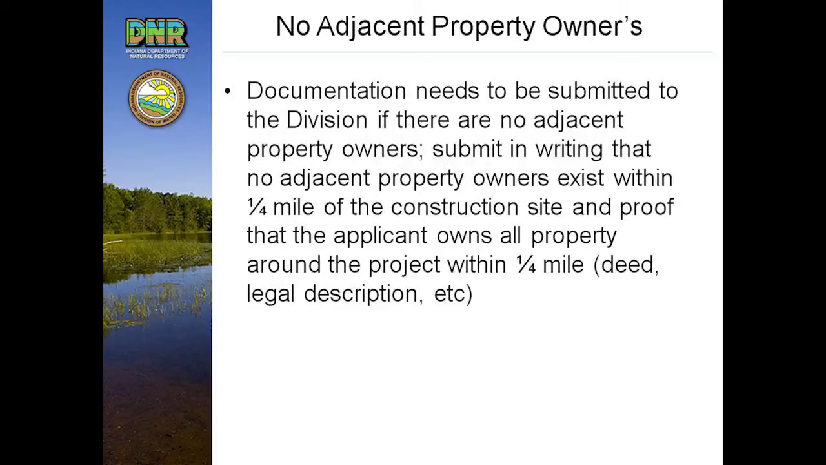If there are no adjacent property owners to provide public notice to, State Form 52086, the adjacent property owners form, will need to be submitted to the department indicating that there are no adjacent property owners, along with proof that the applicant owns all of the property around the project within a quarter mile, a deed, legal description, etc.